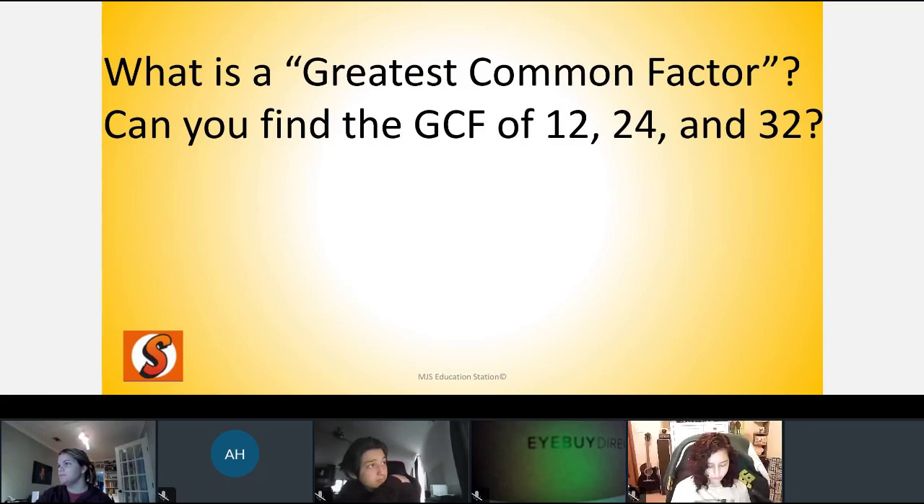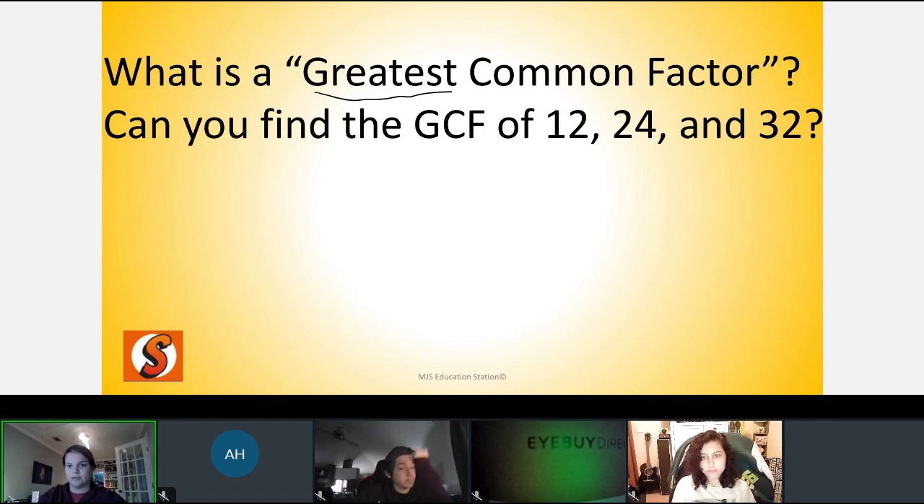Or greatest common factor of 12, 24, and 32. So some of you are asking, is it 3, is it 6? Every number has to be divided evenly by that number. So 32 can't be divided by 3 or 6. 2 is a good start, but we can divide everything here by a number bigger than 2. So that's where this greatest common factor comes in. So 2 is a factor. It's not necessarily the greatest.